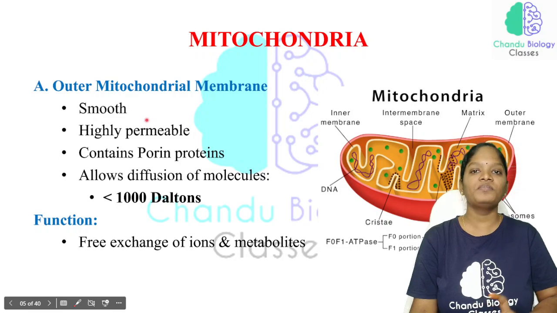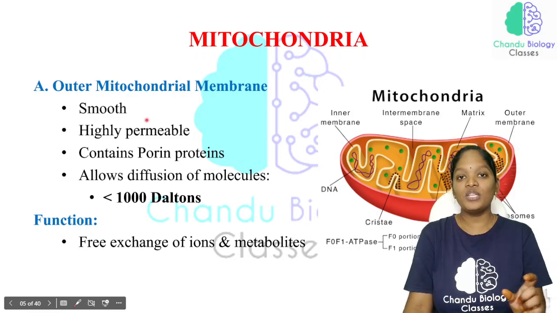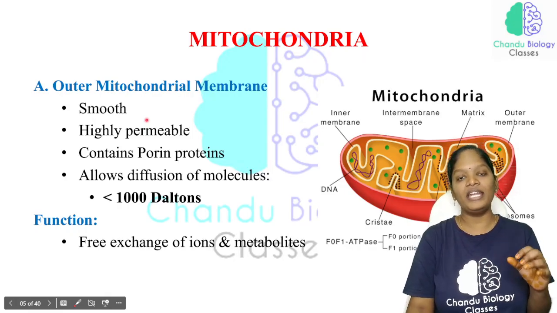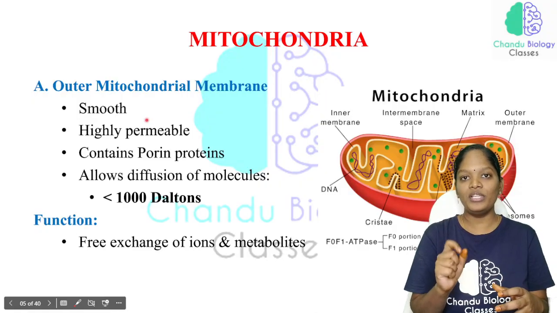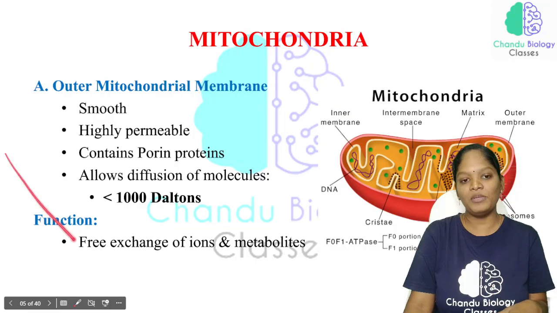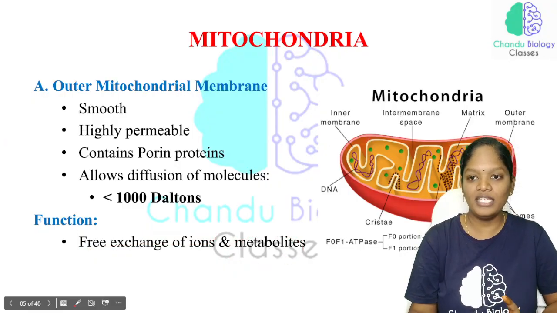See here. Now, what will be the function of this outer mitochondrial membrane? Just now we have studied it is smooth and highly permeable, and it has a porin protein. So the main important role performed by this outer mitochondrial membrane is a free exchange of ions and metabolites, right? So this is an important thing. See here, this is the outer mitochondrial membrane.